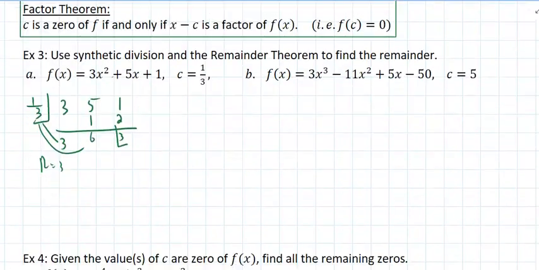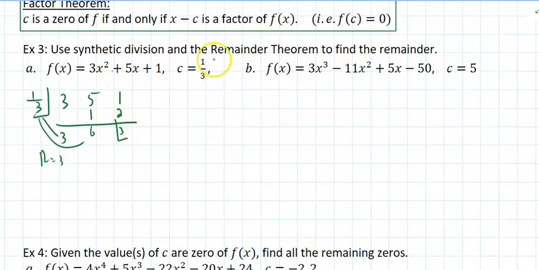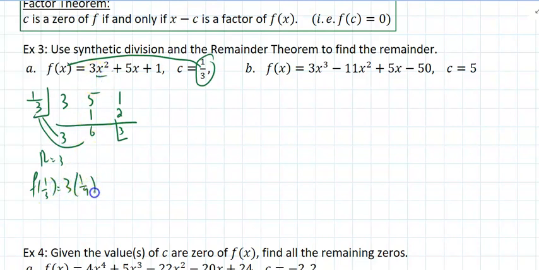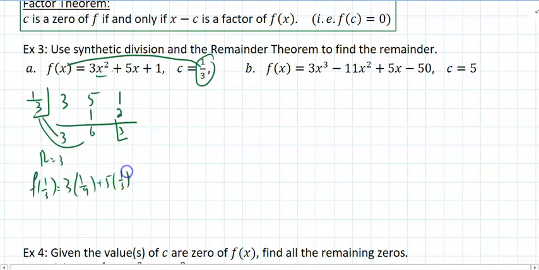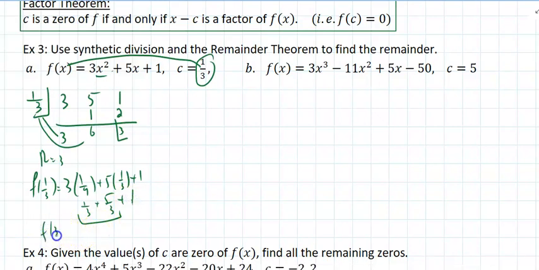And use the remainder theorem. The remainder theorem, take this and plug it in. Find f of 1/3. Isn't that 3 times 1/3 squared is 1/9, plus 5 times 1/3 plus 1? That is 1/3 plus 5/3 plus 1. 1/3 plus 5/3 is 6/3, which is 2, plus 1. That's a 3. And do you notice we got the remainder the same way?